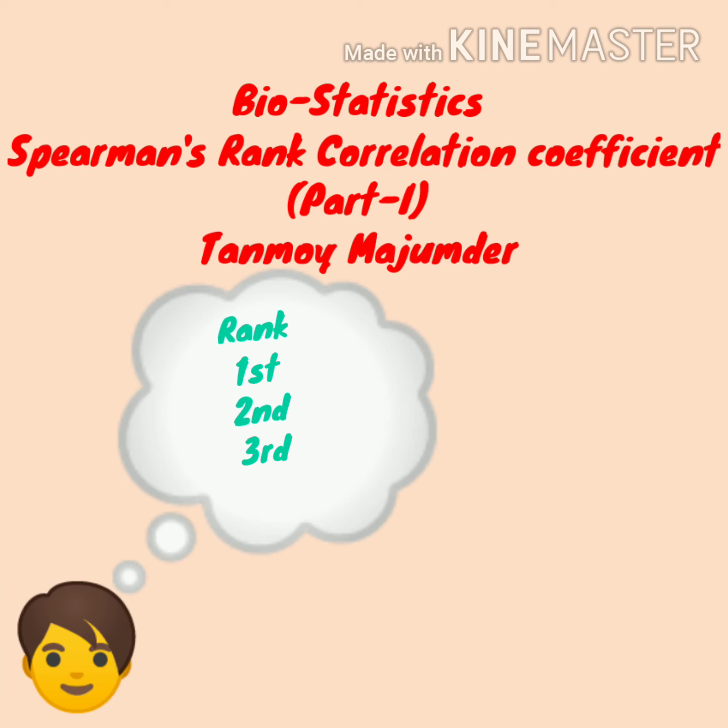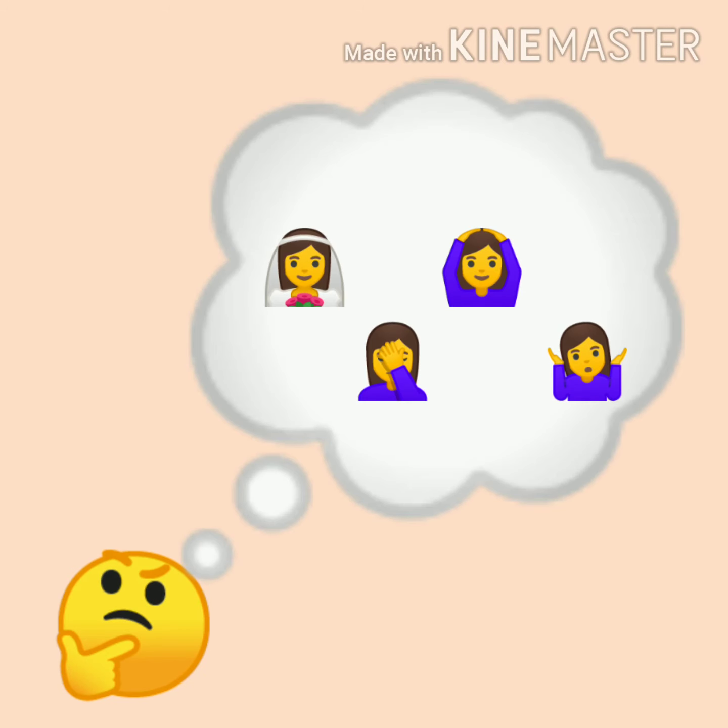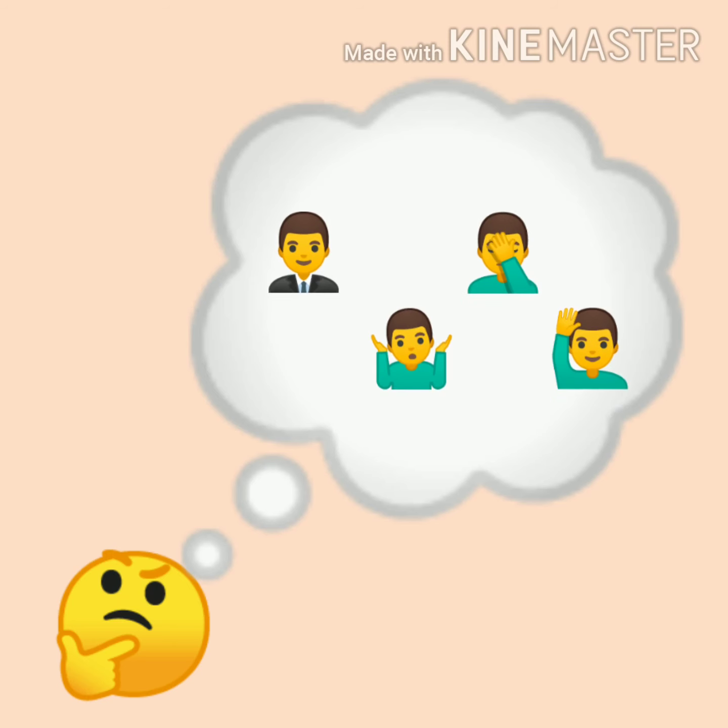In this video I am going to discuss rank correlation. It is also very well known as Spearman's rank correlation coefficient. Spearman's correlation coefficient is useful when we need to find the correlation between two qualitative characteristics such as beauty and intelligence, or maybe the intelligence and efficiency of a salesman.